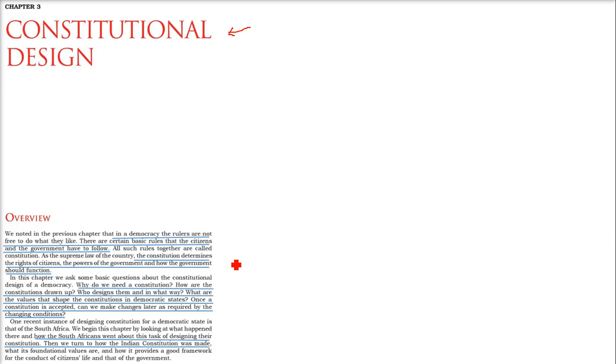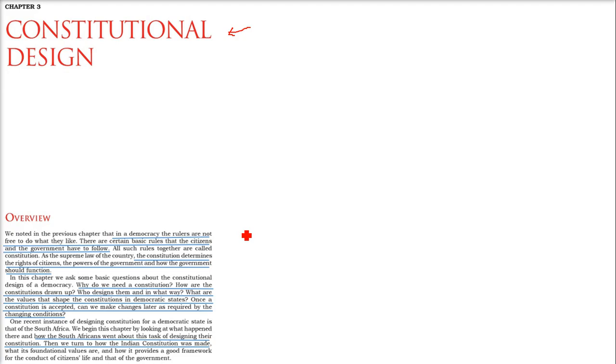How is a constitution made? How is it designed? What are the values that shape any constitution, especially in the states which are called democratic? And once the constitution is made, can it be changed or altered? What are the conditions?